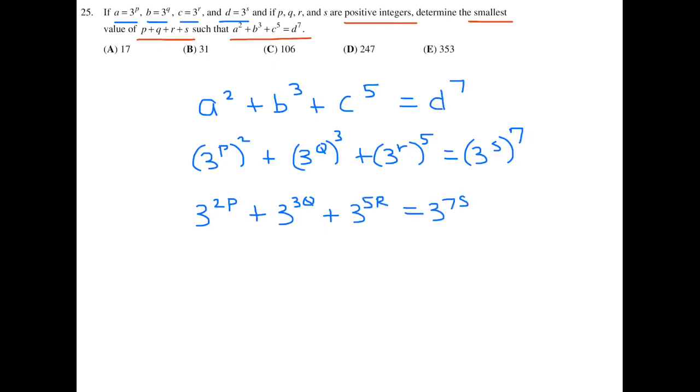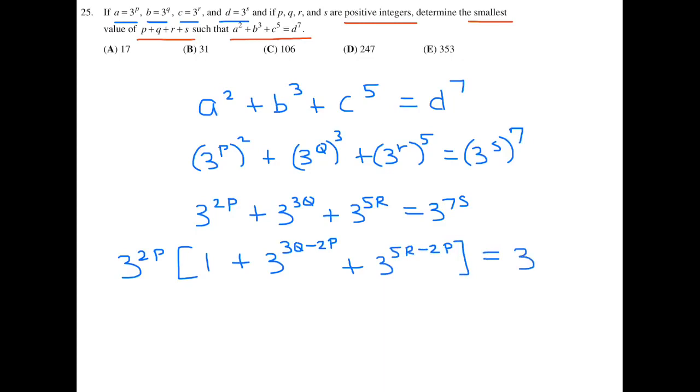All right. Now where do we go from here? Well, I think that we can factor out this 3 to the 2P, and if we do, we get a 1. This becomes 3 to the 3Q minus 2P. And this becomes 3 to the 5R minus 2P. And this is just 3 to the power of 7S.